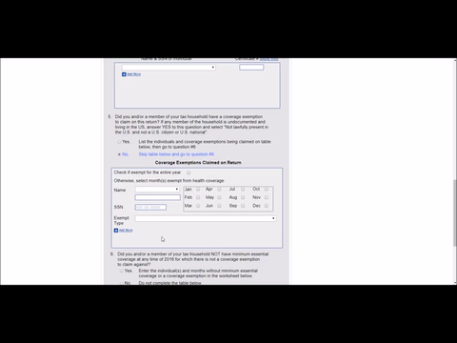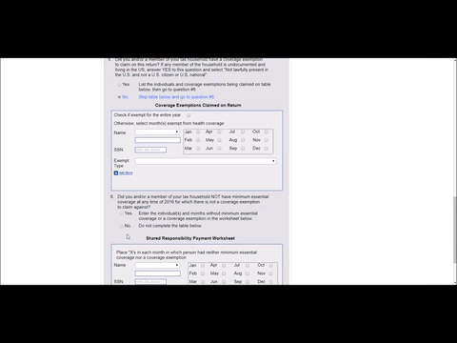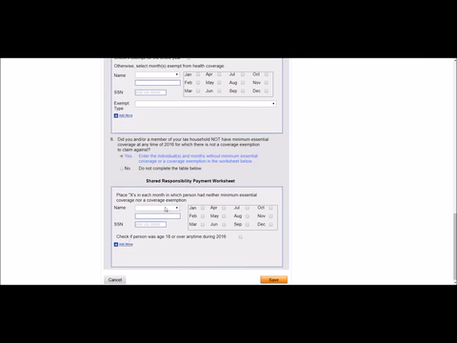Answer if the taxpayer and/or any member of their tax household did not have minimum essential coverage at any time during the tax year. If yes, select the individual and the months they did not have coverage. Check if the person was 18 or older. Click Save.